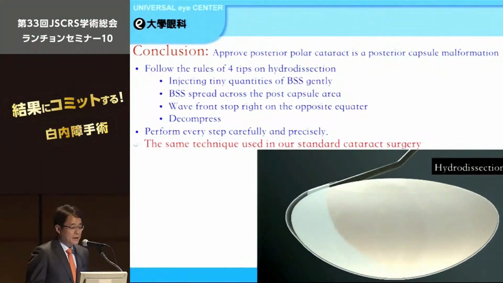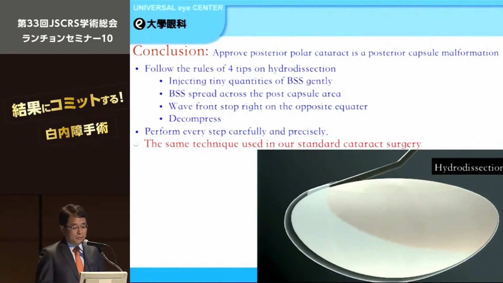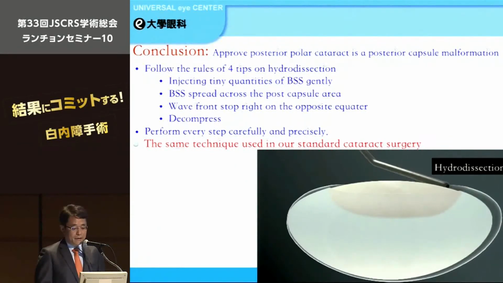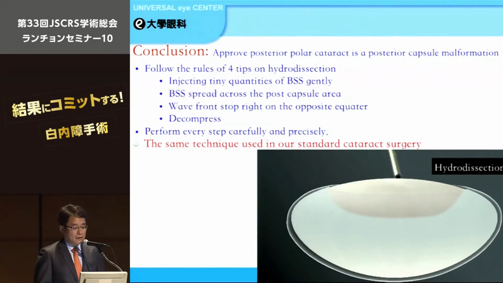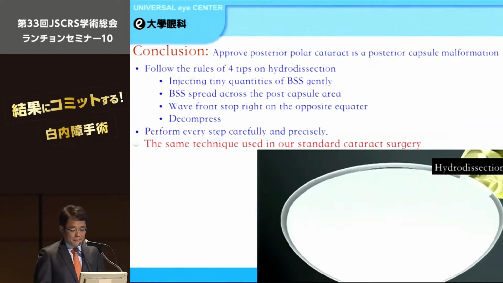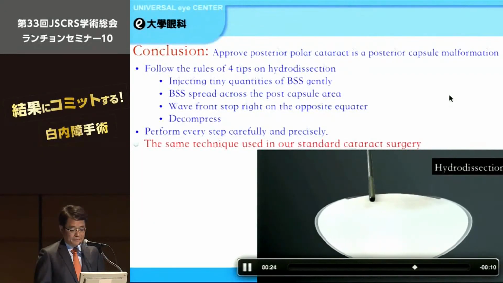My conclusion, I believe posterior polar cataract is a posterior capsule malformation. We can use the same technique in our standard cataract surgery, as long as we follow the rule of 4 steps in hydrodissection and lens rotation, and perform every step carefully and precisely.